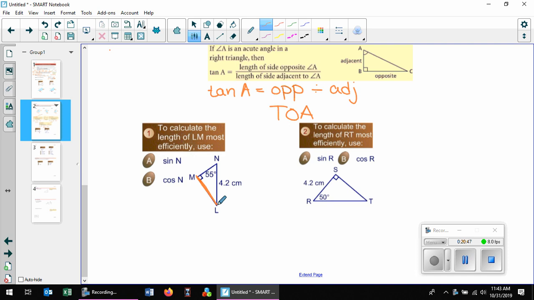What side do I know? This is the hypotenuse, good job. What side is the one I'm looking for? My angle's up here, guys. It's not down here. The 55 is in this corner. So what side is my orange side? Opposite. Now what trig formula has opposite and hypotenuse?